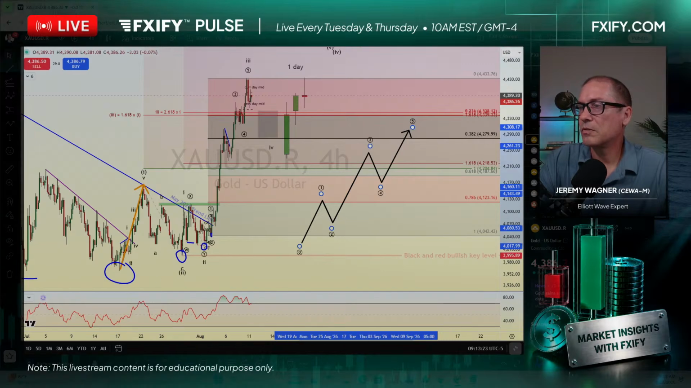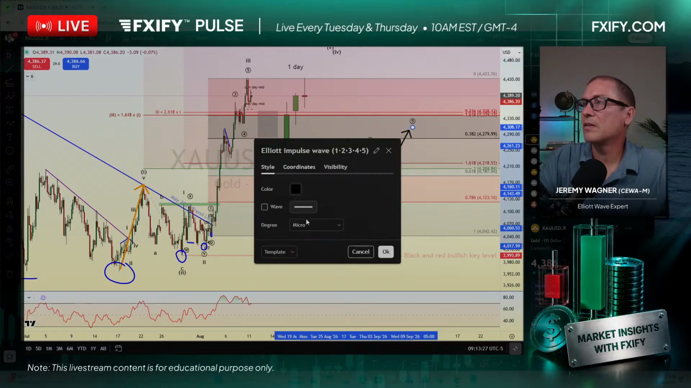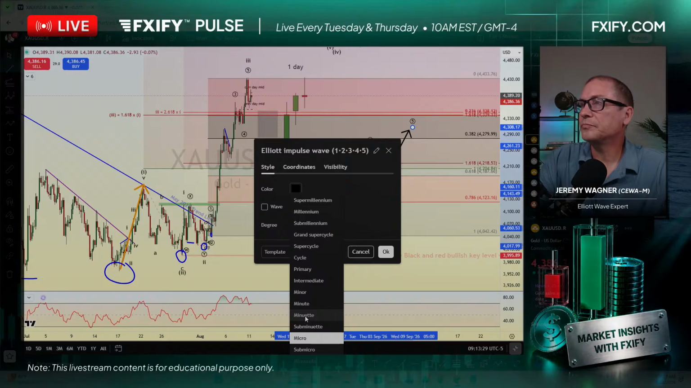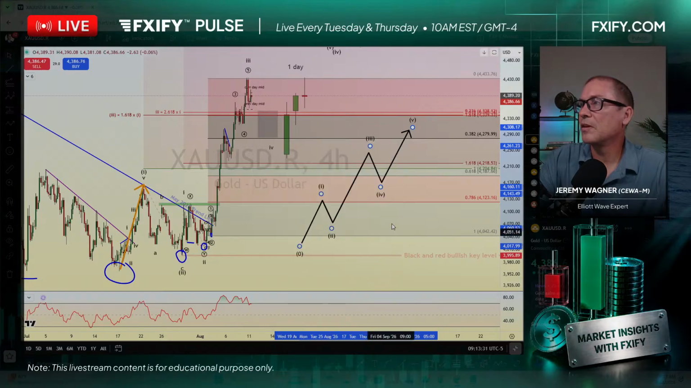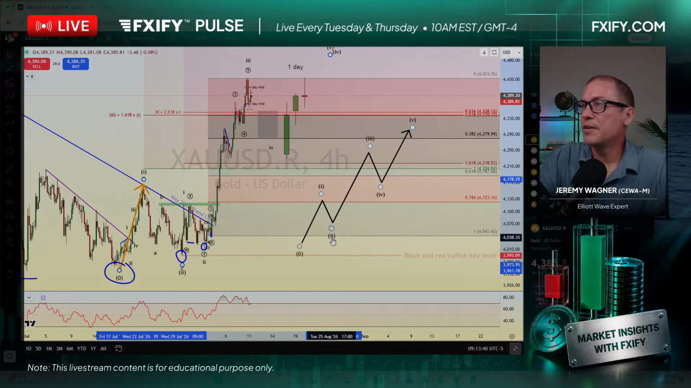Where'd it go? Ah, that's why it's hidden down here. Okay, so I made the degree labels of these Elliott waves match up. So this one right here would correspond to this one over here. This 2 down here would correspond to this 2 down here.